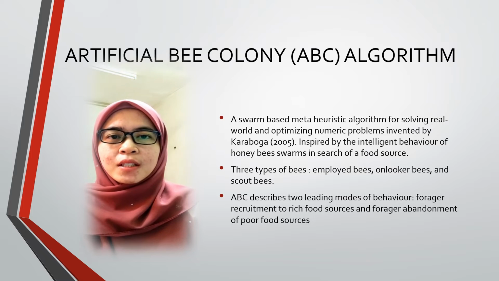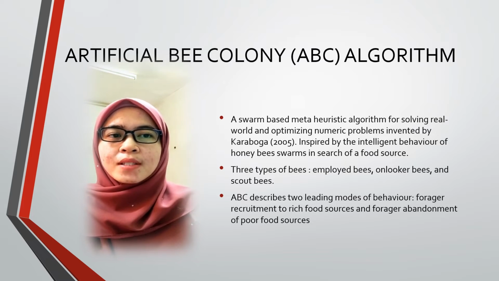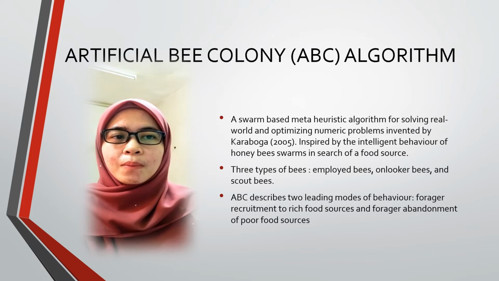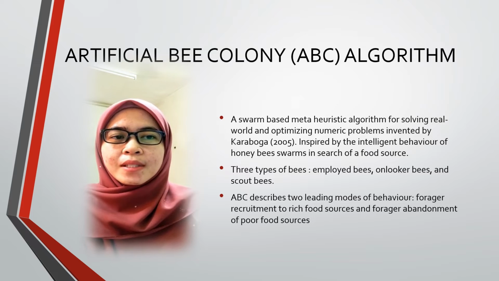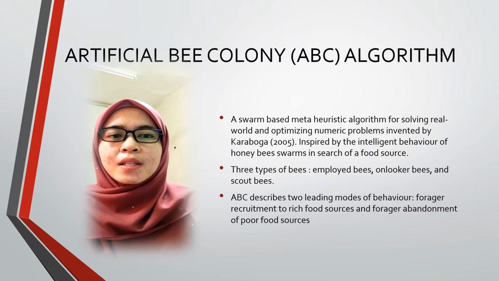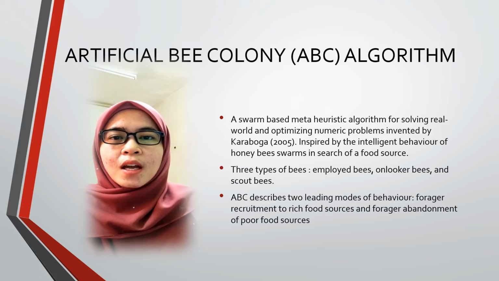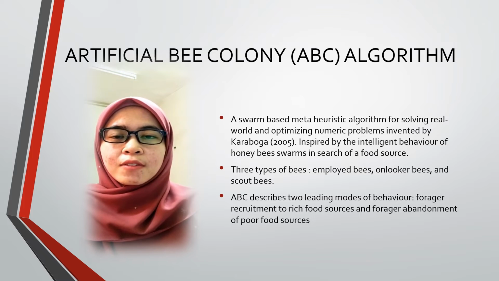Next, background of study about the artificial bee colony algorithm. The ABC algorithm is a swarm-based meta-heuristic for solving real-world and numeric optimization problems. It was inspired by the intelligent behavior of a honeybee swarm in search of a food source. There are three types of bees, which are employed bees, onlooker bees, and scout bees. ABC describes two leading modes of behavior, which result in positive feedback and negative feedback.